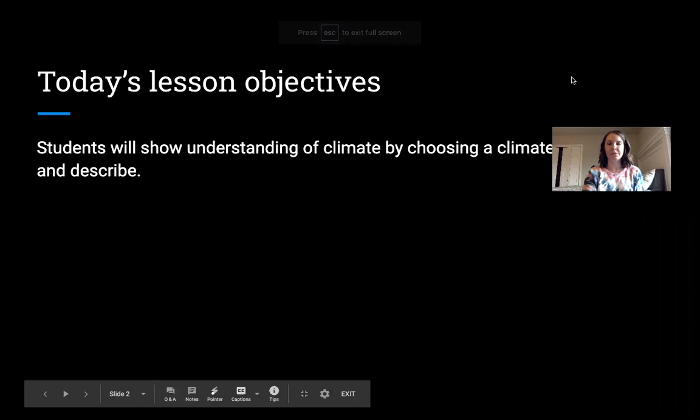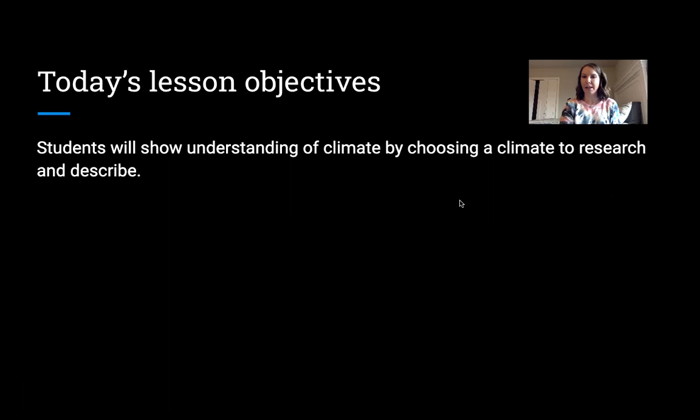Alrighty. So today's lesson objectives. Students will show understanding of climate by choosing a climate to research and then describe that climate.